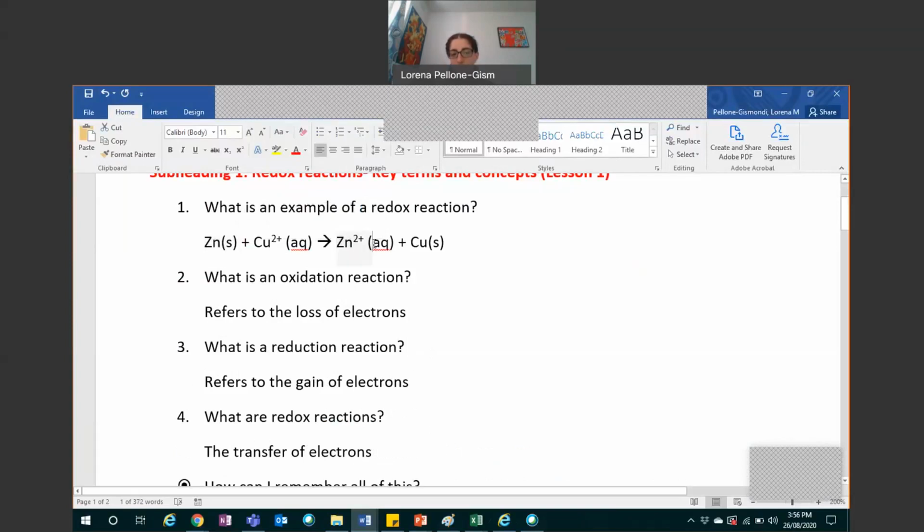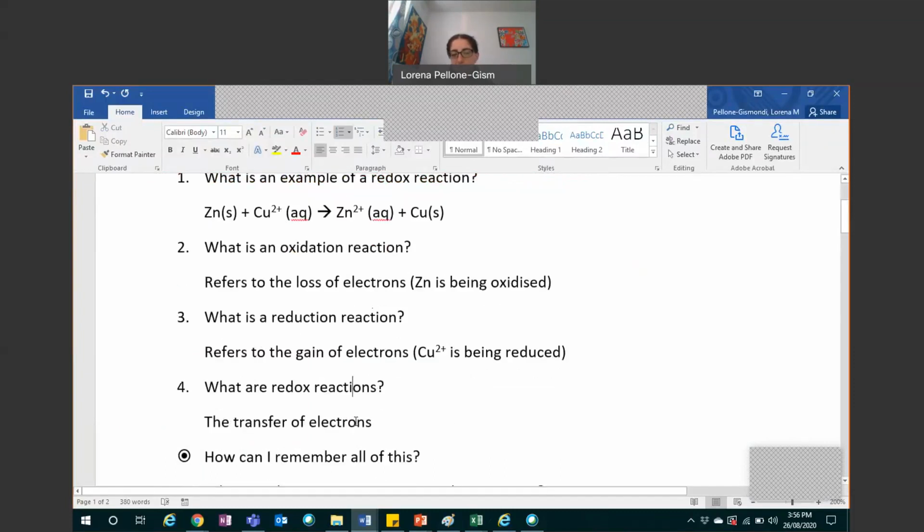Okay, so once you get that transfer of electrons, you can see here that the zinc is losing electrons. So in this example, the zinc is losing electrons, so it's being oxidized. And the copper is gaining electrons. The copper 2+ is gaining electrons. So it's being reduced. Okay, so that's our first lot of definitions.